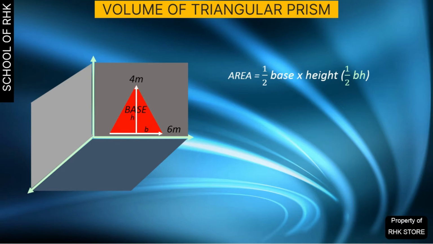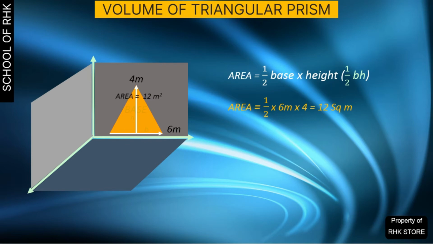So 1/2 the base times the height would be 1/2 of 6 times 4. 6 times 4 is 24 and 1/2 of 24 is 12. So the area of the triangle is 12 meters squared.